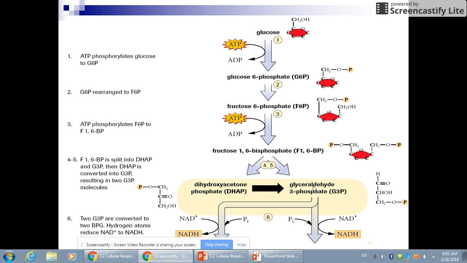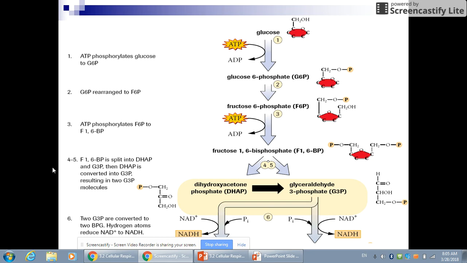Now that you have 2 molecules of this, right? Because this was a 6-carbon molecule that was split into these 3-carbon molecules. There's 2 of these. Now you see with the image that there's a double arrow. So that means everything is happening twice for this molecule per glucose that you started with. So now you have an NAD plus being reduced to NADH. It's gaining electrons in a hydrogen atom and it becomes more energized. And that happens twice because you have 2 molecules of this G3P.